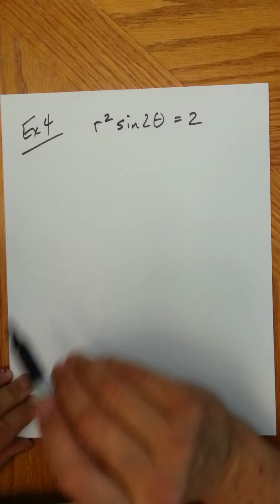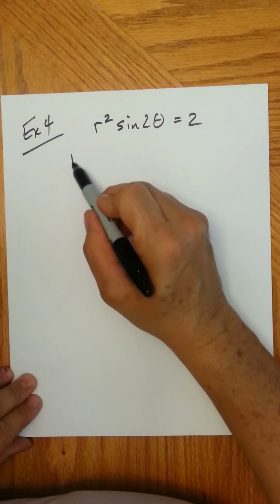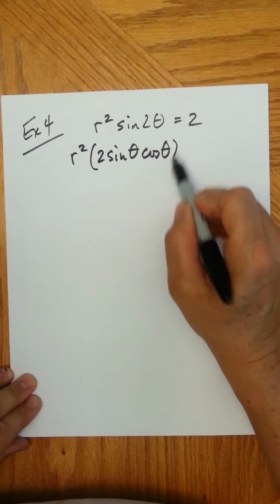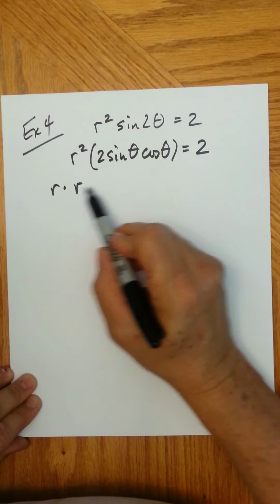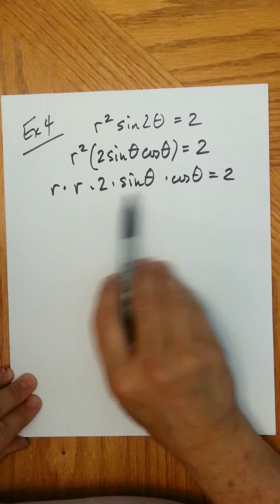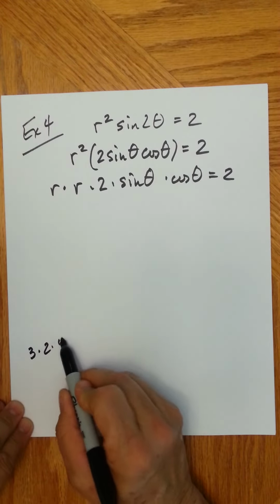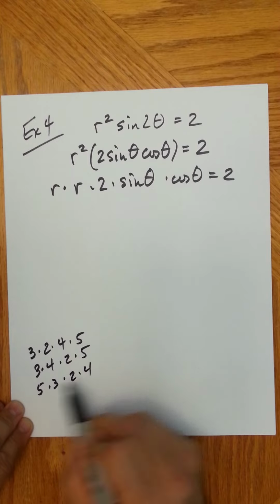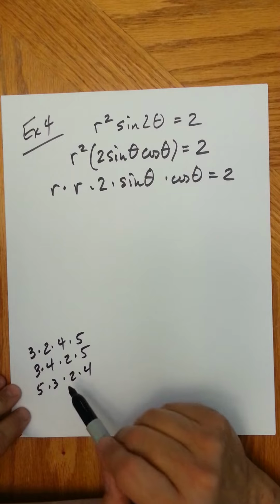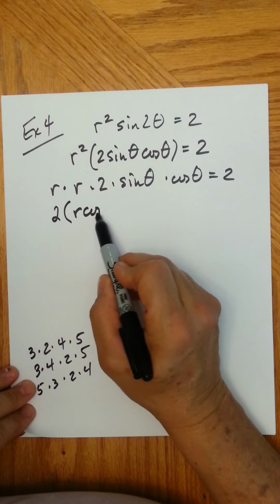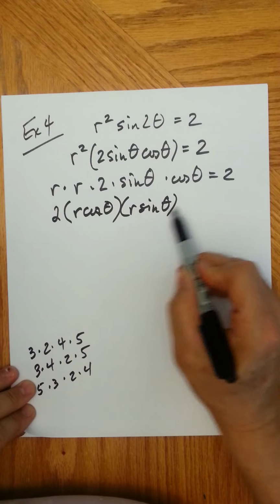Okay. And as our last example, r squared equals sine of 2 theta, equal 2. Here I want to use an identity. So I'll say r squared, and then if we know sine 2 theta is the same thing as 2 sine theta cosine theta. And now remember, r squared is really r times r, so I have r times 2 times sine theta times cosine theta equals 2. And remember, I can pair this off any way I want. That would be like saying 3 times 2 times 4 times 5. I can do 3 times 4, then times 2 times 5, or I could do 5 times 3, then times 2 times 4, right? I can use the associative and commutative rules together to pair these off how I want. So I'm going to say 2 times r cosine theta times r sine theta equals 2.